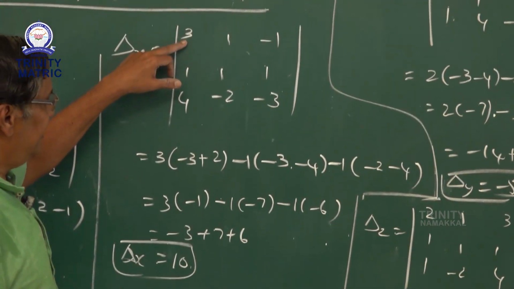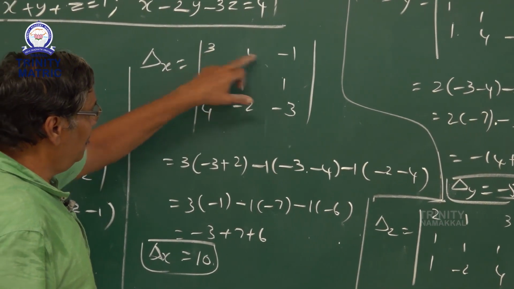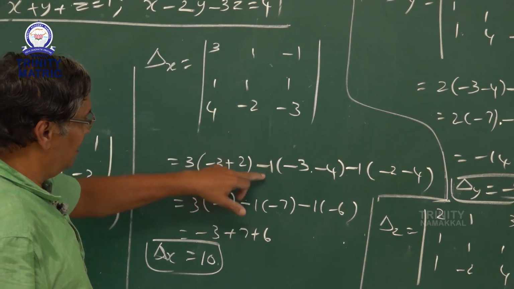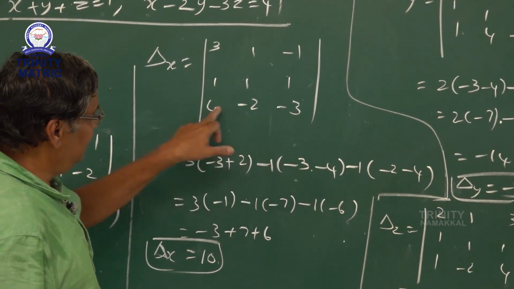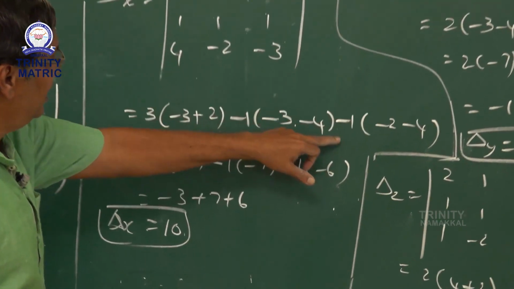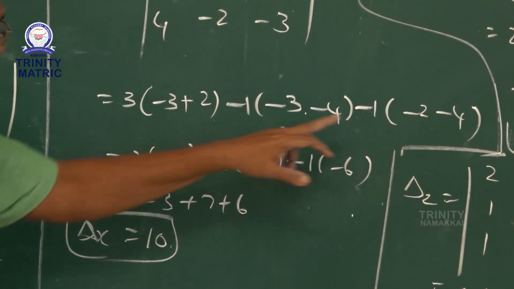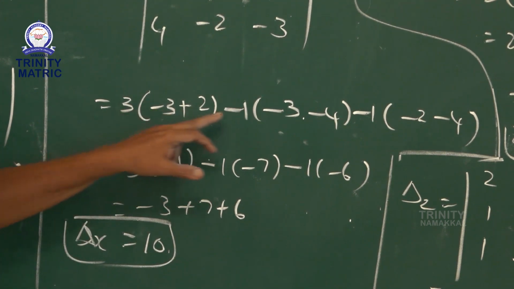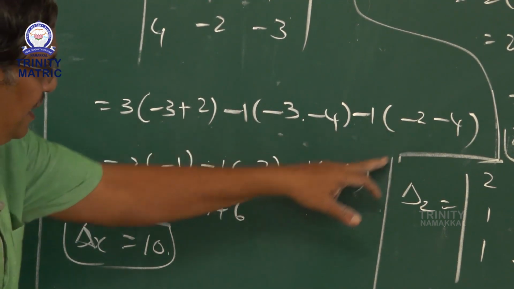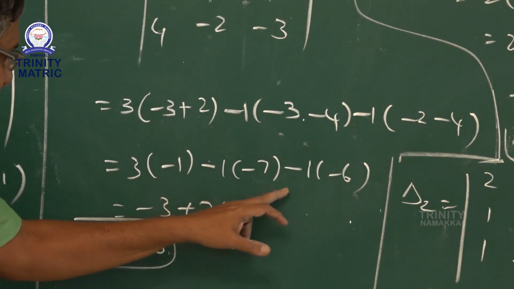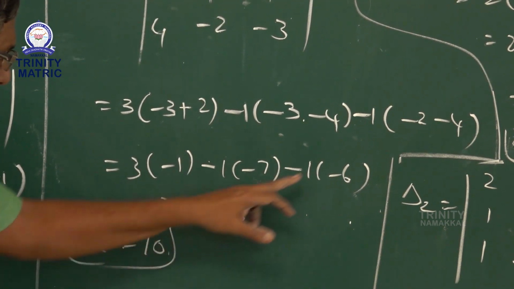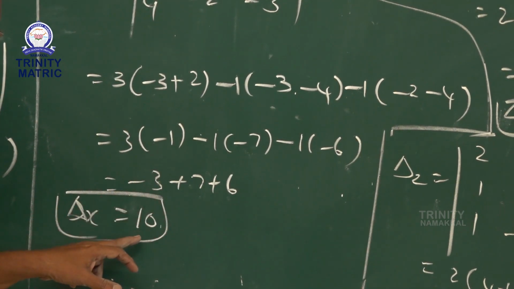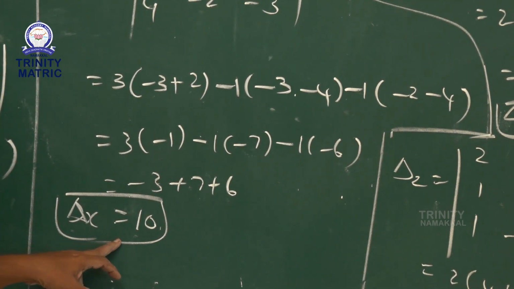How will we find it? Leave this row and the column: 1 into minus 3 plus 2. Likewise minus 1, 1 into minus 3, minus 4. Minus 1, minus 2, minus 4. So what can you get? Minus 3 plus 2, minus 1. Minus 7, minus 6. 3 minus 1 as it is. So minus 3 plus 7 plus 6. Both signs are the same, 13 minus 3, 10. Del x is equal to 10.